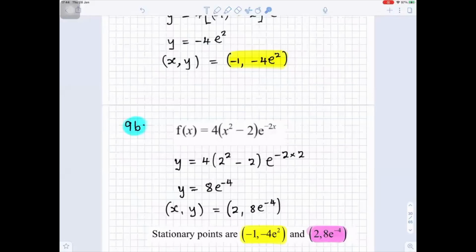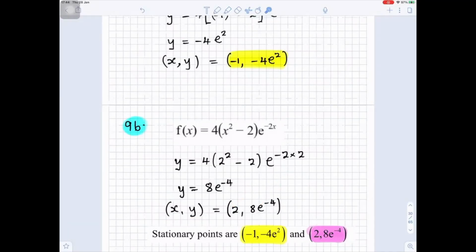And then we do the same and we substitute 2. So in place of x, we put 2. So 4 bracket 2 squared minus 2 bracket close e to the -2 times 2. Put all of that in your calculator. It will simplify to give you 8e to the -4. So leave the e to the -2 times 2 and don't put that in the calculator because you want to have 8e to the -4. So when x is 2, y is 8e to the -4.